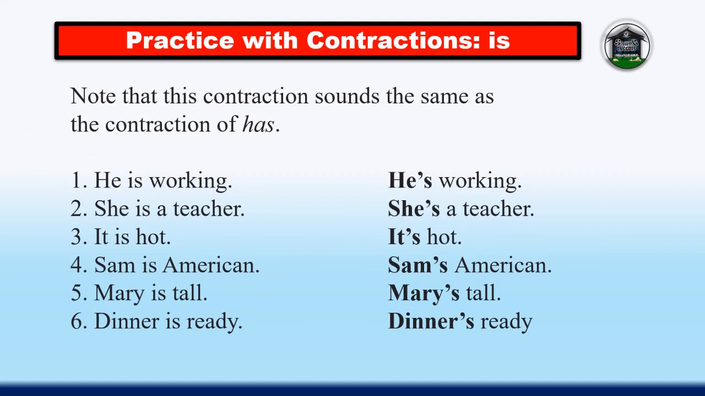Contractions with is. Is sounds the same as the contraction of has. He's working. She's a teacher. It's hot. Sam's American. Mary's tall. Dinner's ready.